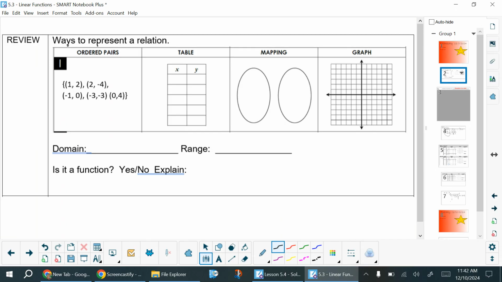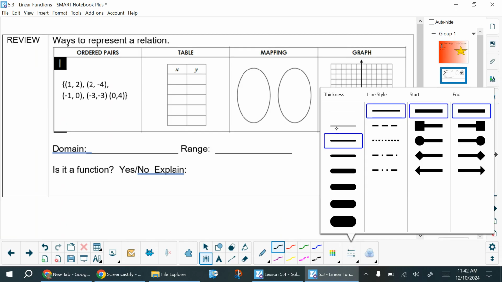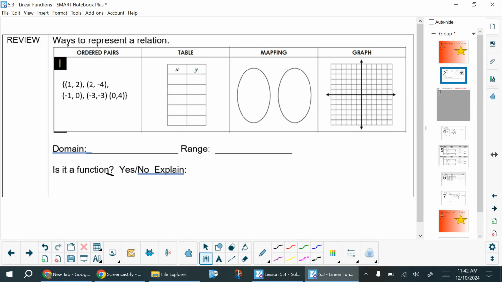Just as a reminder here, when we are taking our ordered pairs and putting them into a table, we're just making sure that remember the first number is x, the second number is y. Each point is getting its own row on the table. So 1, 2, 2, -4, -1, 0, -3, -3, and 0, 4. Each point is its own row.